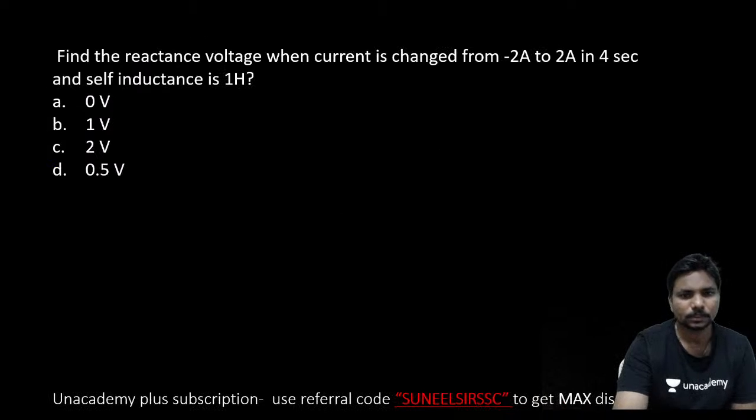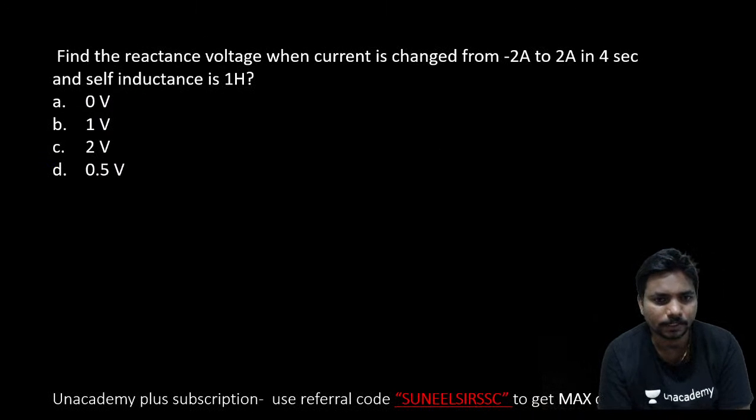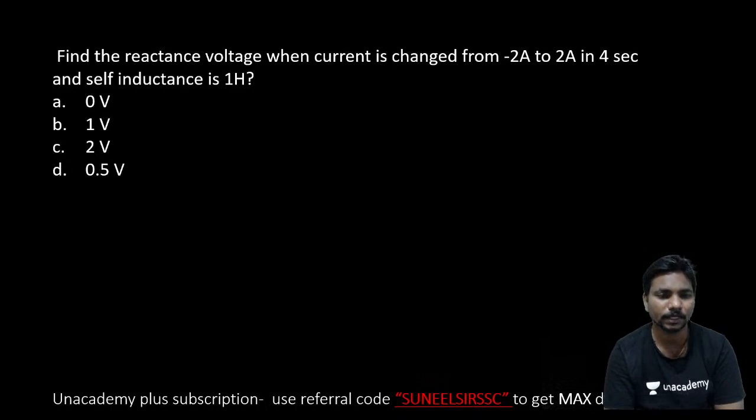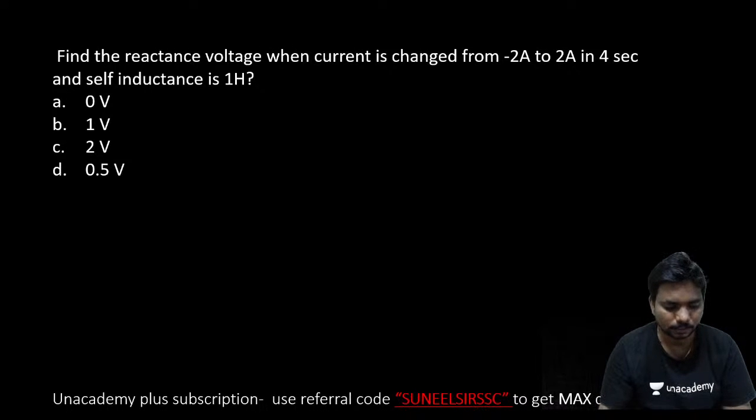Coming to the next one. Find the reactance voltage when current is changed from -2 amps to +2 amps in 4 seconds and self-inductance is 1 Henry.